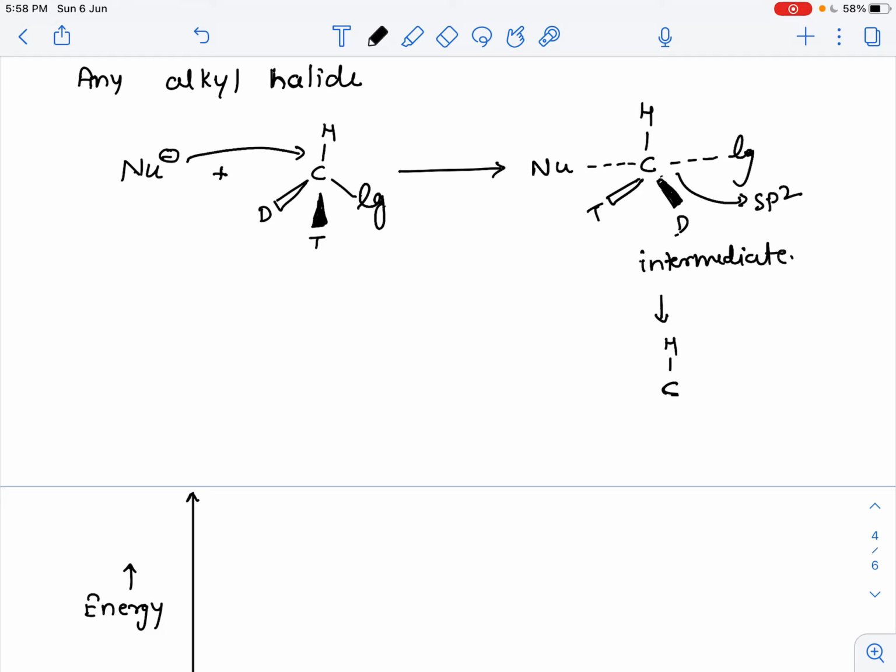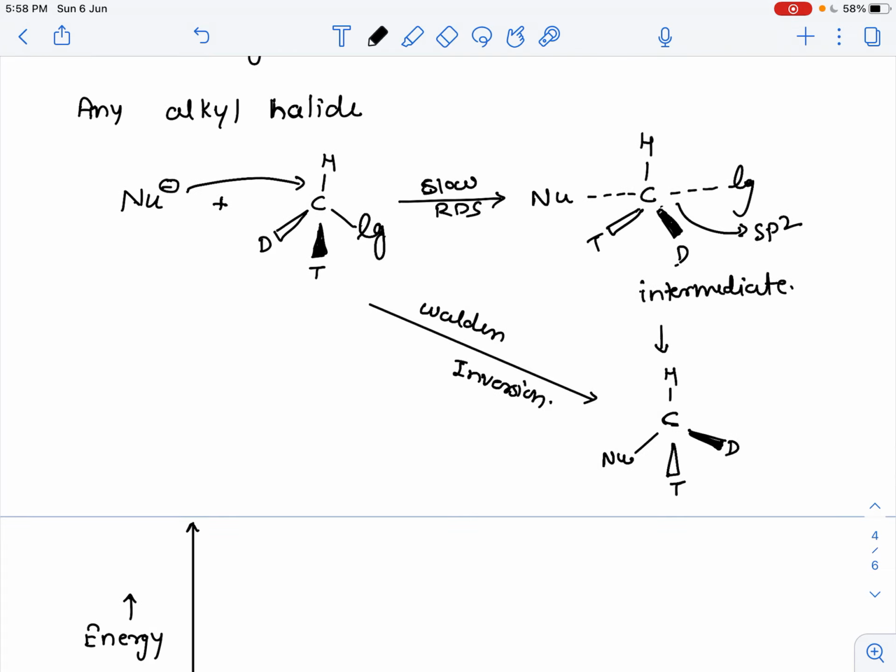This thing is important in this. Clear? You can see here the deuterium was at the dash position, and here it is at the wedge position. Tritium was at the wedge position, and here it is at the dash position. So complete inversion takes place, which we call Walden inversion. This is the main thing in this. Clear or not? And this reaction is a slow step mechanism. This is the RDS.